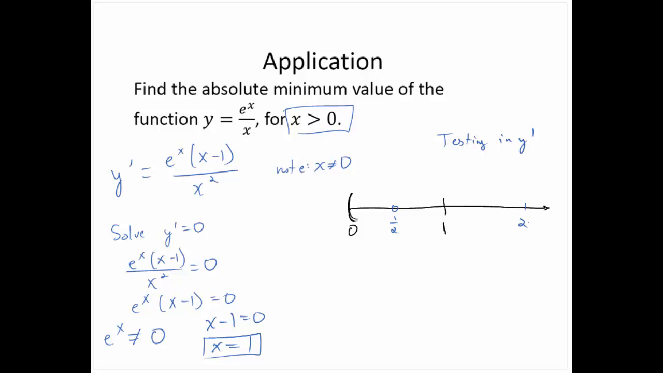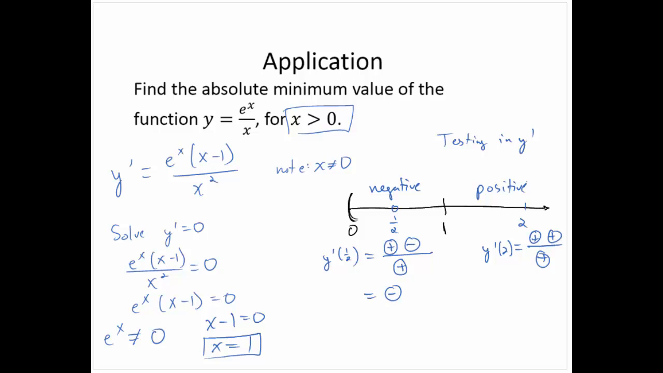Test a value on each interval, and notice that for y prime of 1/2, well, let's see, e^(1/2) would be a positive number. 1/2 minus 1 would be a negative number, and 1/2 squared would be a positive number. So I have a positive times a negative, which is a negative, over a positive. This is a negative number. And if I test y prime of 2, e squared is a positive number, 2 minus 1 is a positive number, and 2 squared is a positive number, so therefore positive.